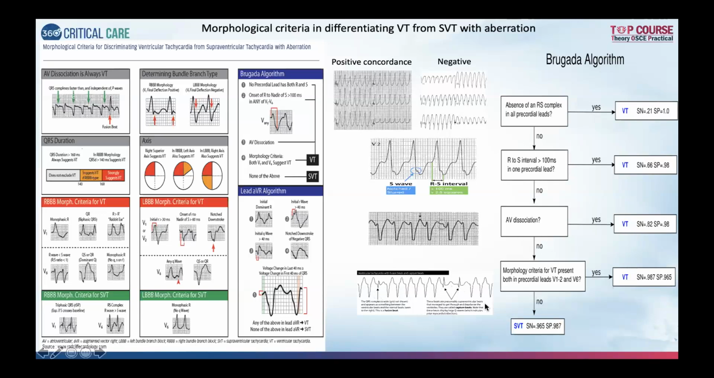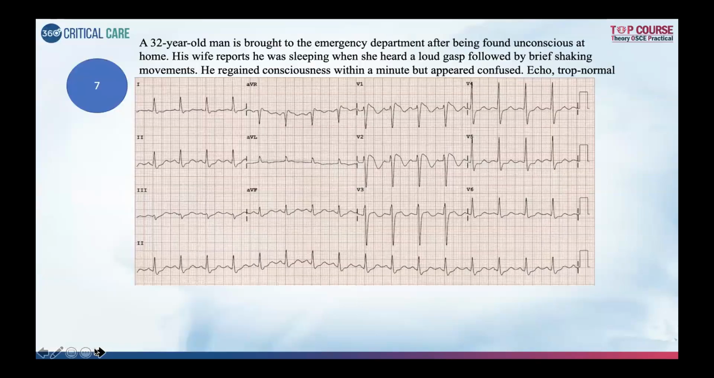If all this criteria is not met, then you're dealing with SVT. So when you're looking at some ECG which has wide QRS, also note you'll have to remember the criteria for RBBB morphological criteria, LBBB, the criteria. Okay, so these things you have to remember.